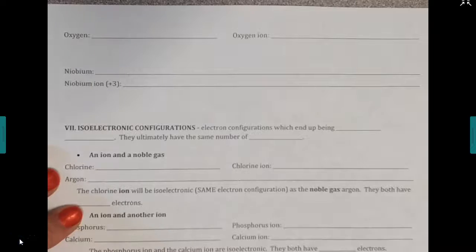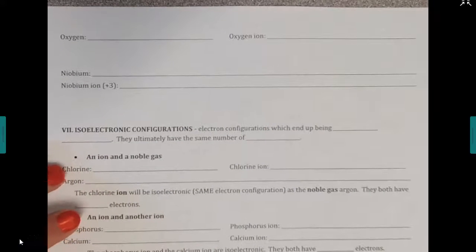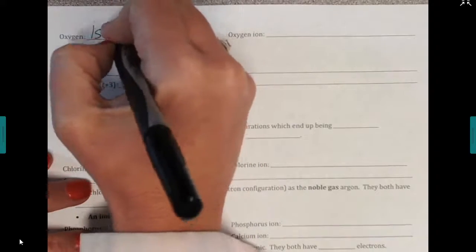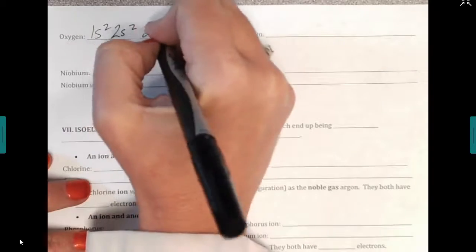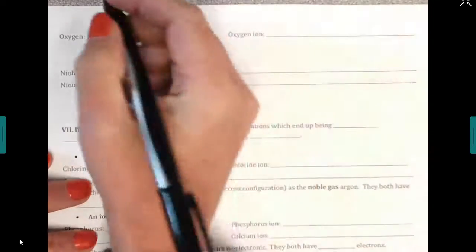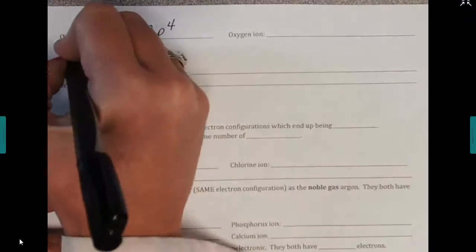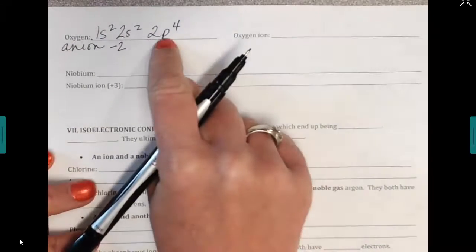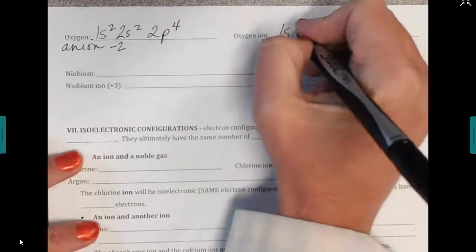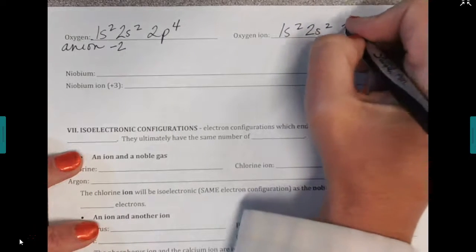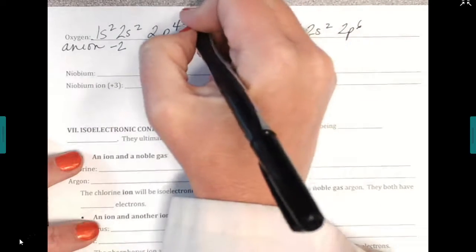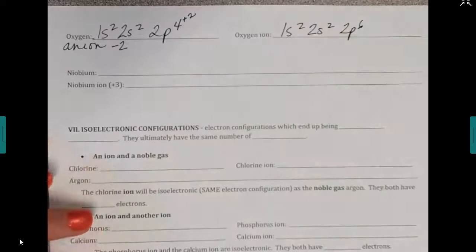Okay, so you practice oxygen and oxygen ion. I want you to pause the video to do that. So I'm going to continue. Oxygen is 1s2, 2s2, and 2p4. So our oxygen ion is going to be an anion in group 6A, so it has a -2 charge. It's going to gain 2 electrons. So 1s2, 2s2, and 2p6 because it gains those 2 electrons. So 4 plus 2 equals 6.